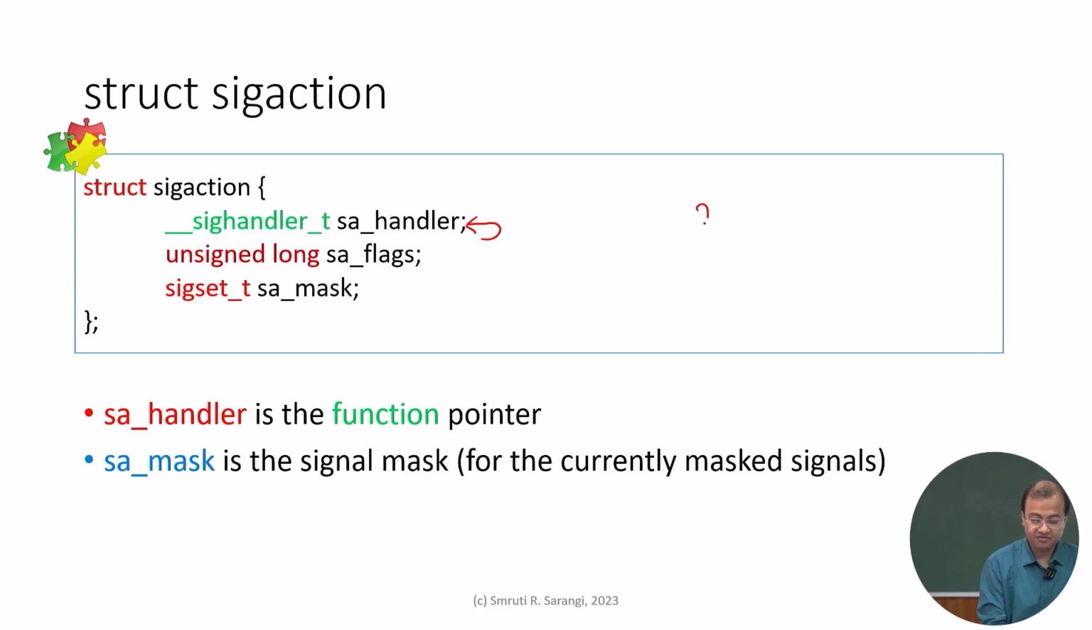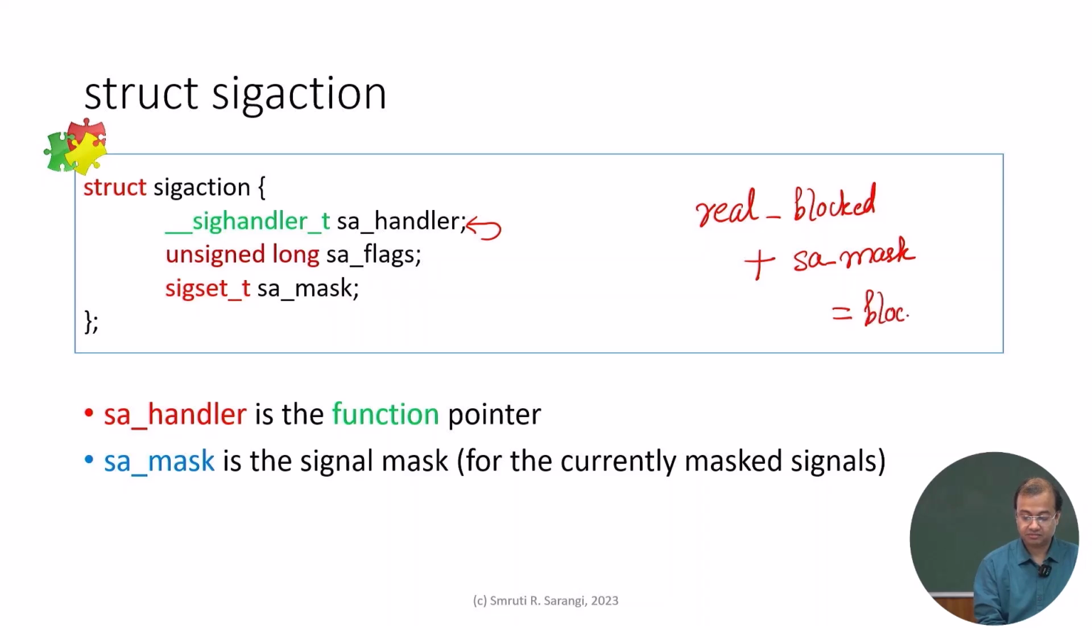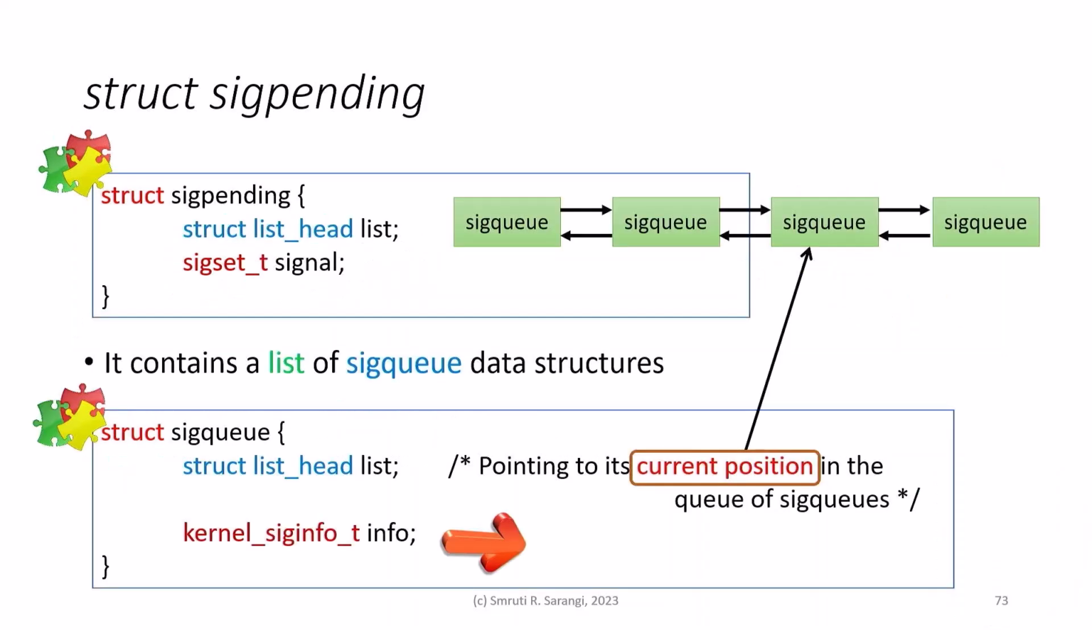So essentially, you have a basic set of mask signals, the ones that you are definitely not interested in. And then if you add SA mask, add basically means a logical OR. Then you get the block set. All right. So this is the idea that we have over here, that you have a set of blocked signals and then you block a few more during the execution of the handler to arrive at a superset.